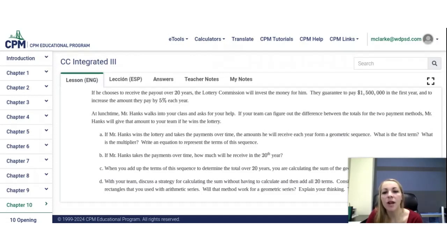At lunchtime, Mr. Hanks walks into your class and asks for your help. If your team can figure out the difference between the totals for the two payment methods, Mr. Hanks will give that amount to your team if he wins the lottery.